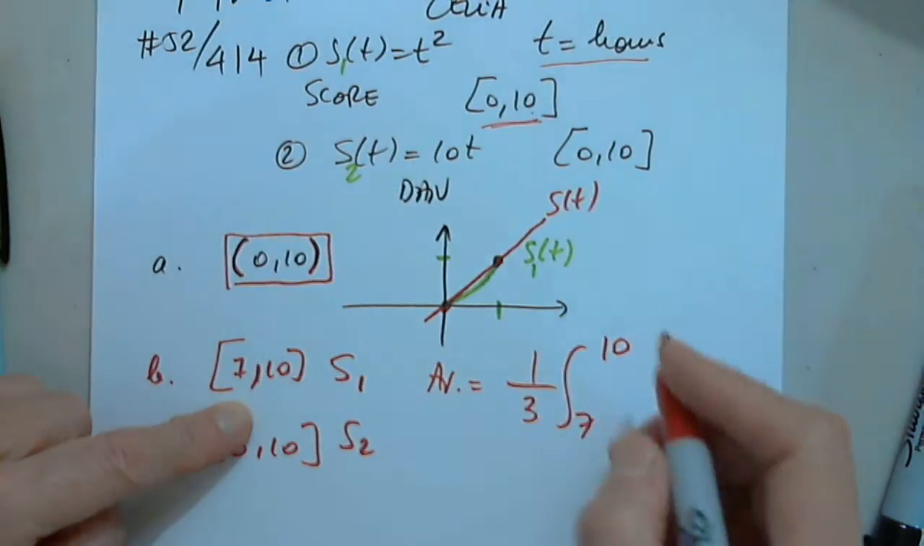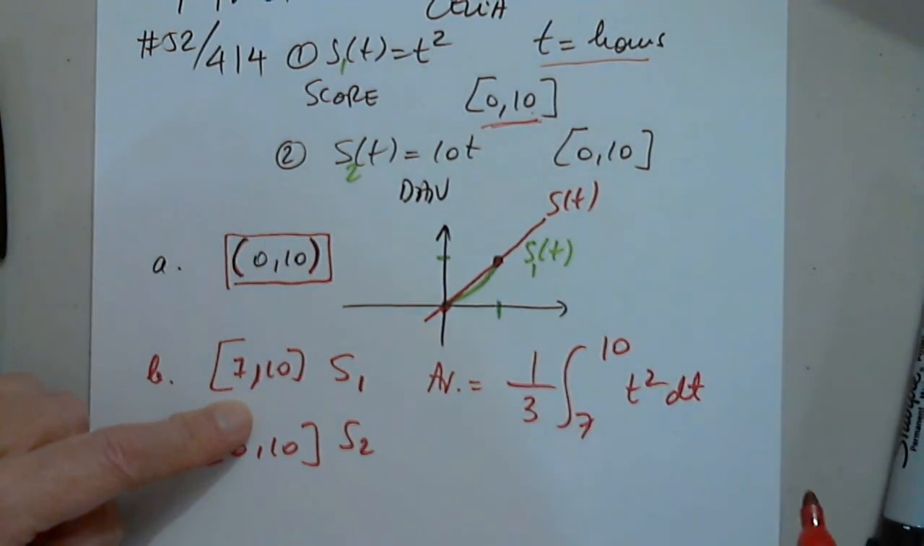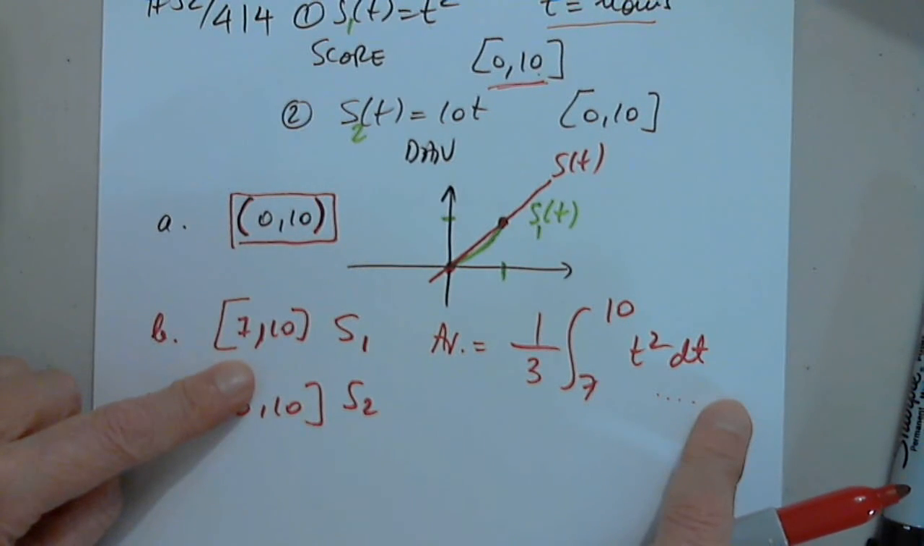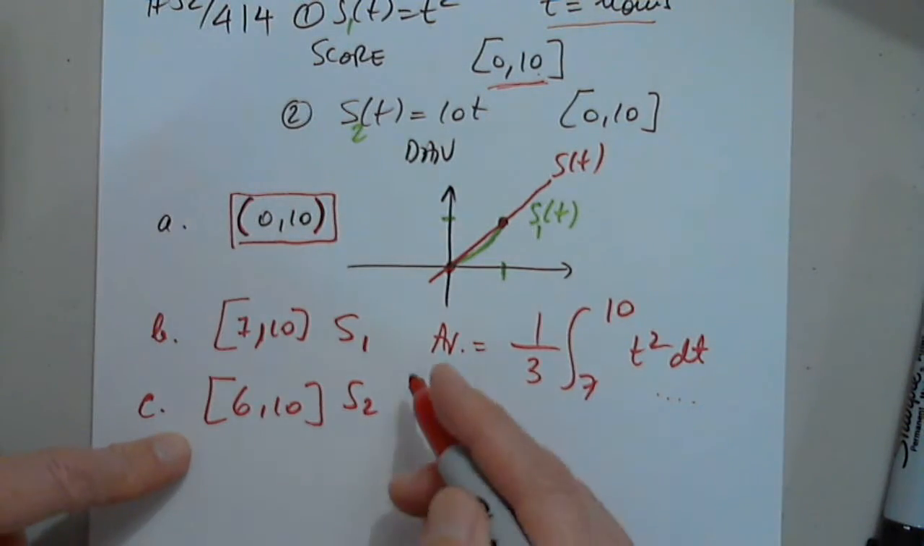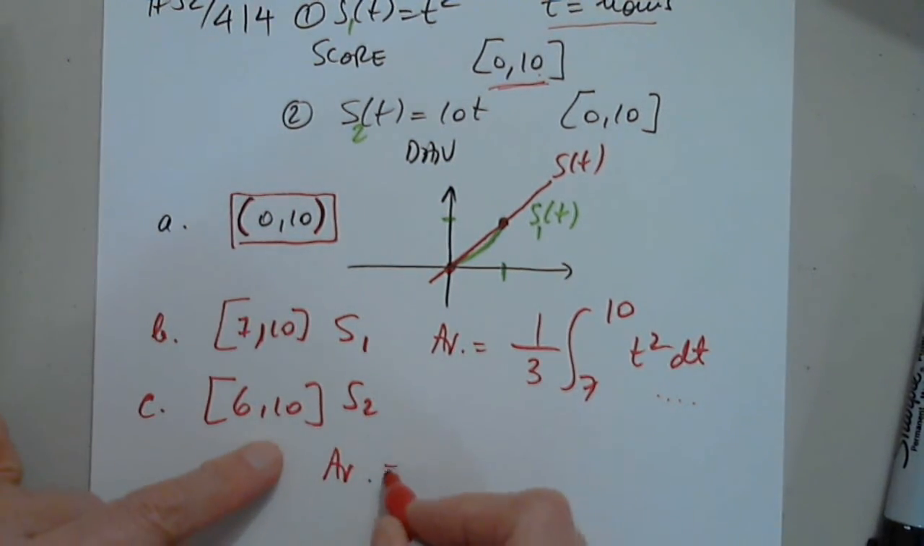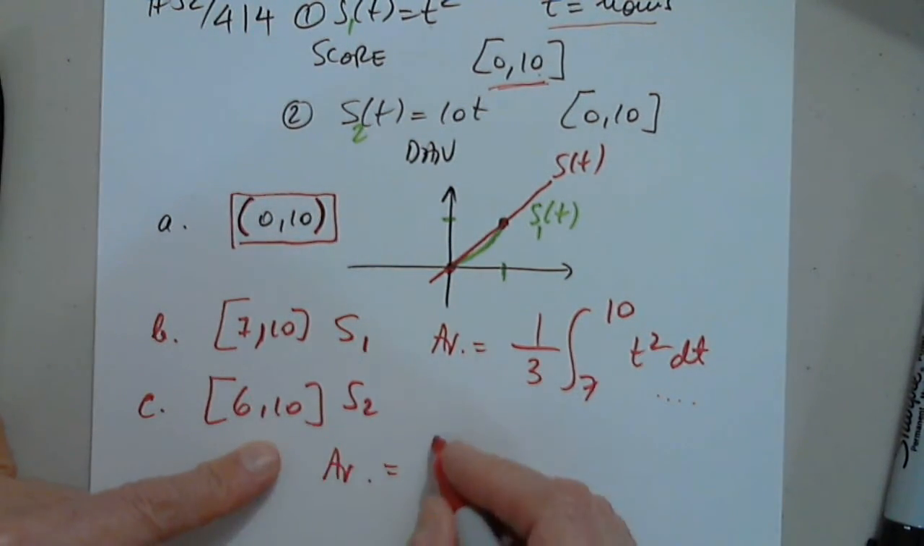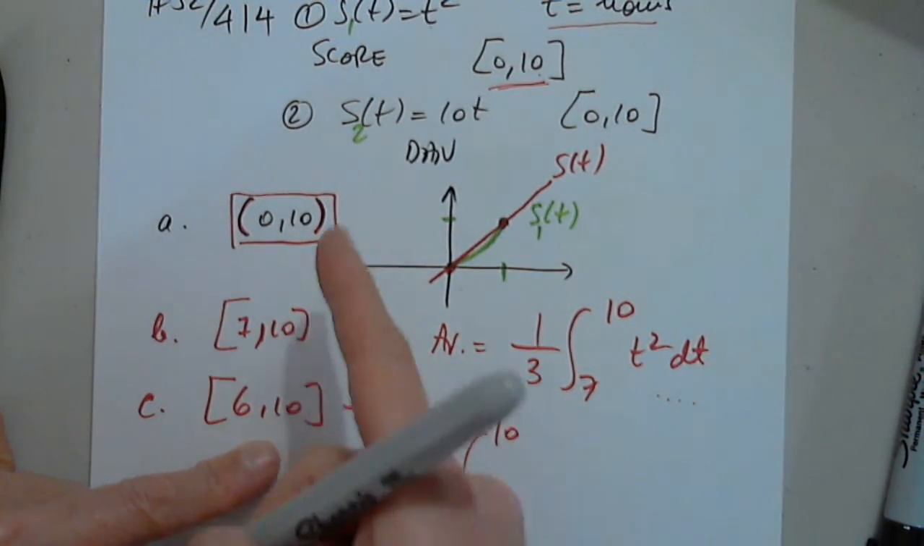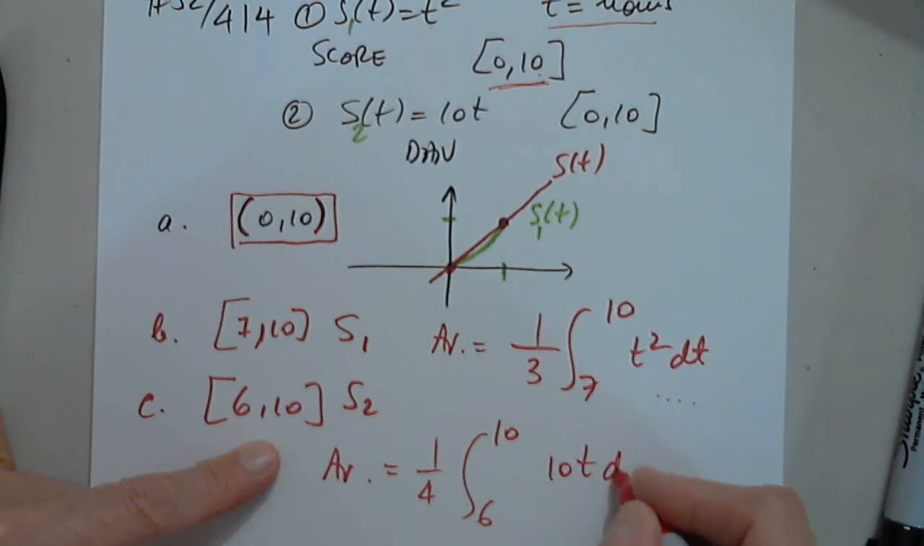from her function. Do you want me to continue with this, or is this clear? That's clear. Okay, so now the average value for this will be 10 minus 6, which is 4, so 1/4 in front, the integral from 6 to 10 of his function, 10t dt. 10 comes in front, and we continue with the integral.